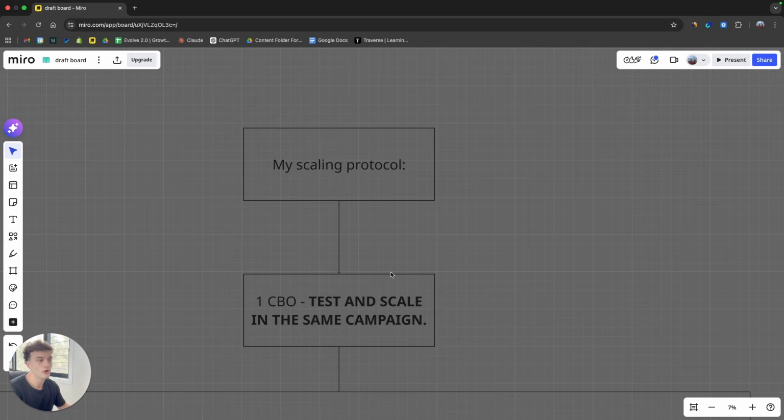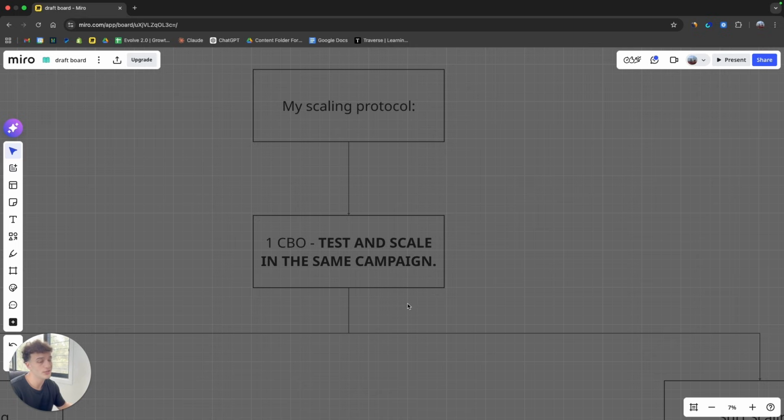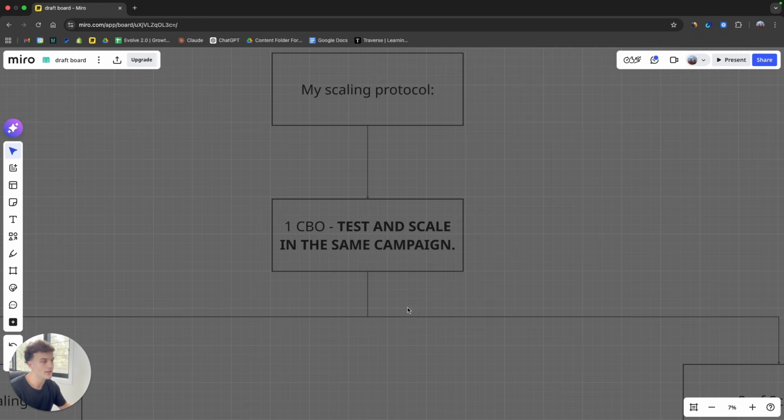Now, my scaling protocol, obviously, like I said to you guys, one CBO campaign, we're testing and we're scaling in the same campaign, not running a testing or scaling campaign or anything like that. We're keeping it as simple as we possibly can, because then, if an ad takes spend in the campaign over a previous winner, we know it's a pretty good ad. So the whole objective then becomes very clear of just overtaking the top spending ad and beating its performance.